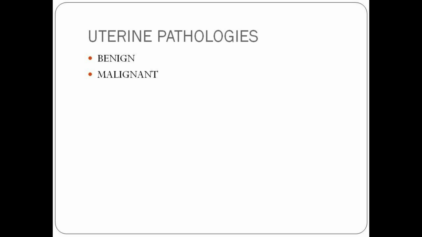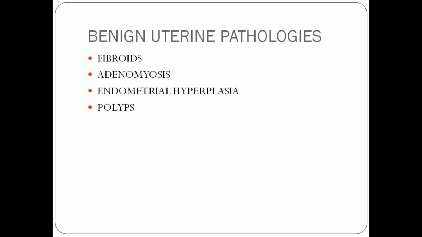So let's start. The uterine pathologies can be divided into benign and malignant pathologies. The benign uterine pathologies are fibroids, adenomyosis, endometrial hyperplasia, and polyps. I'm discussing only those pathologies which you see in your routine practice. You will daily see fibroids, adenomyosis, endometrial hyperplasia and polyps. Any pathology which I don't see every day, I'm not going to discuss.